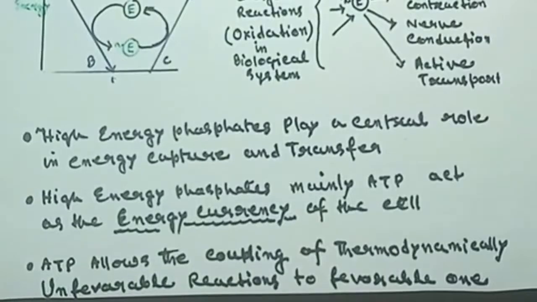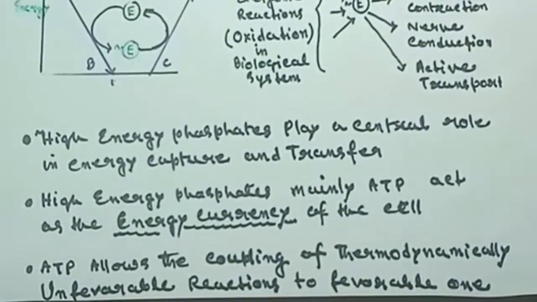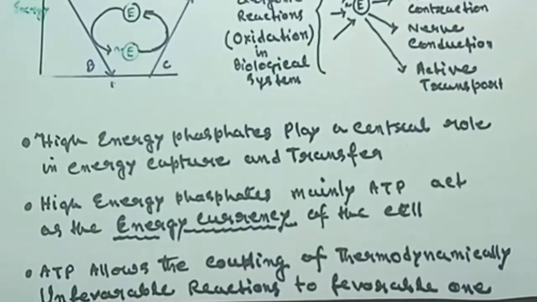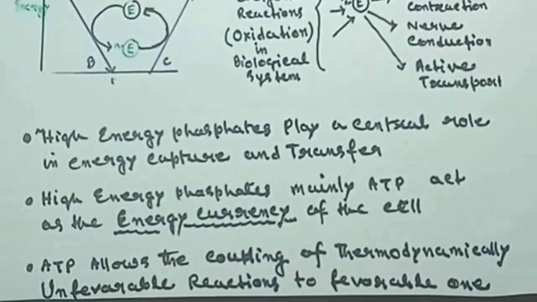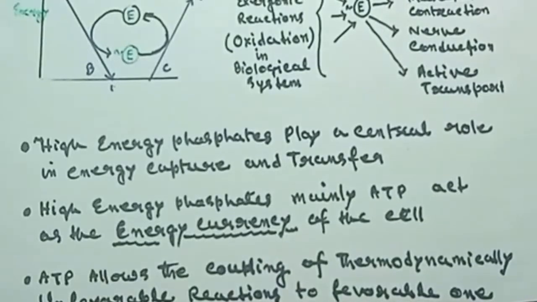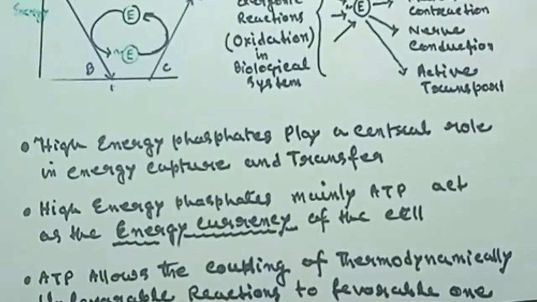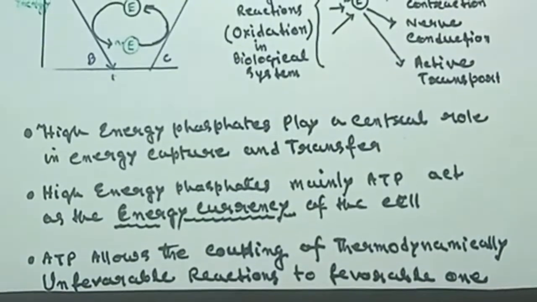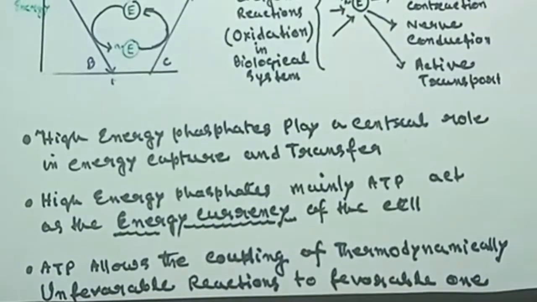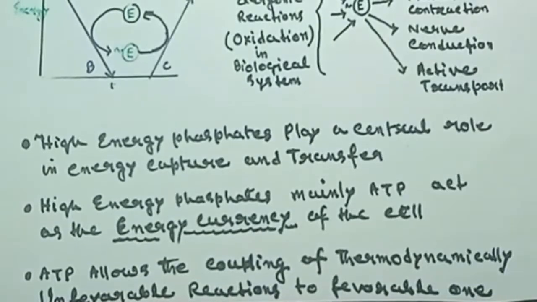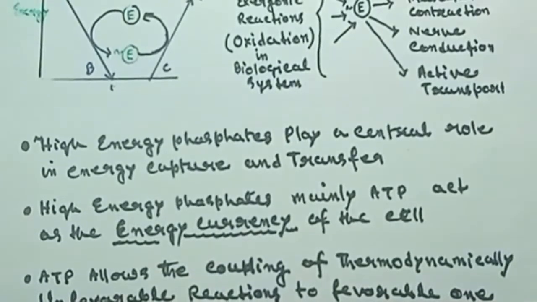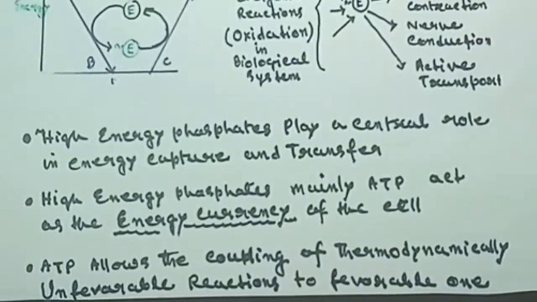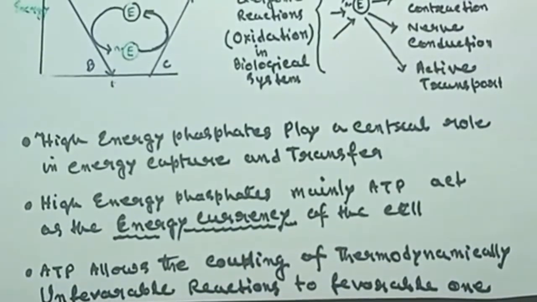Suppose glucose has to be converted to glucose 6-phosphate. This is thermodynamically not possible because this is not a spontaneous reaction. Because these are endergonic reactions, they require some exergonic reaction to be coupled. ATP is hydrolyzed to ADP plus Pi.